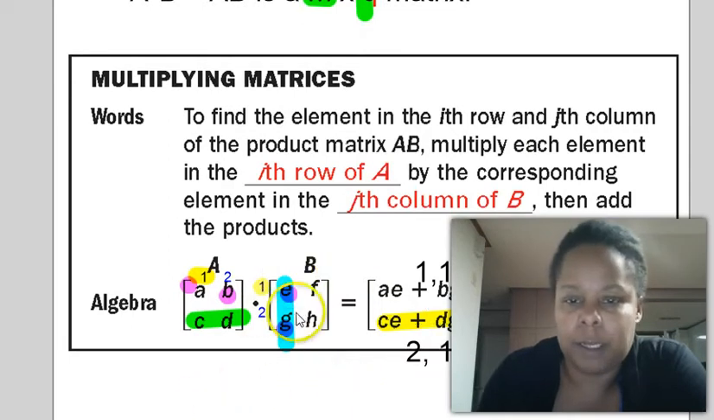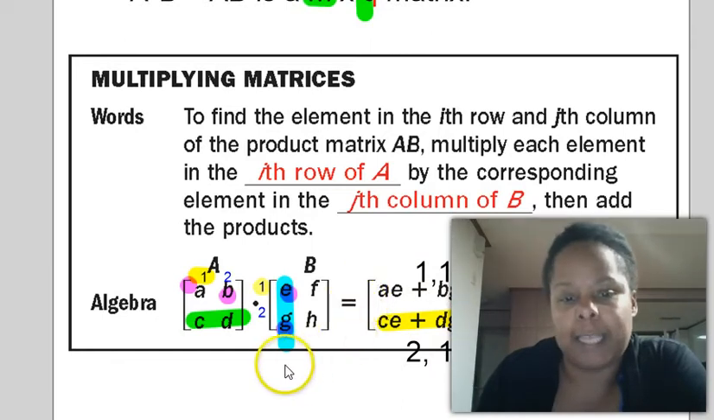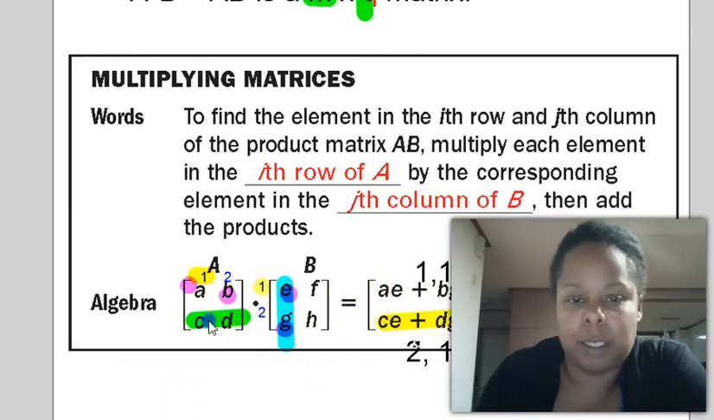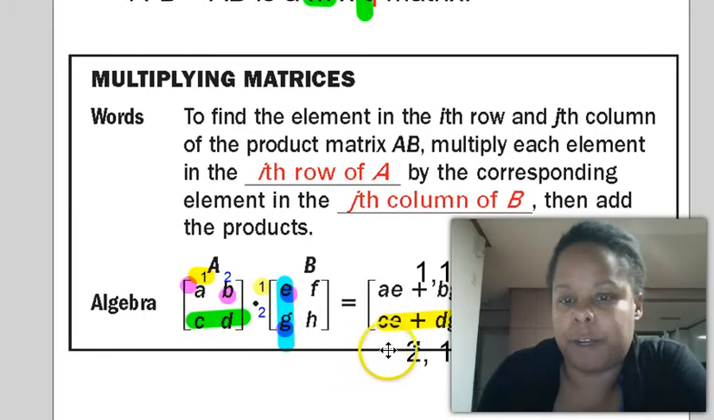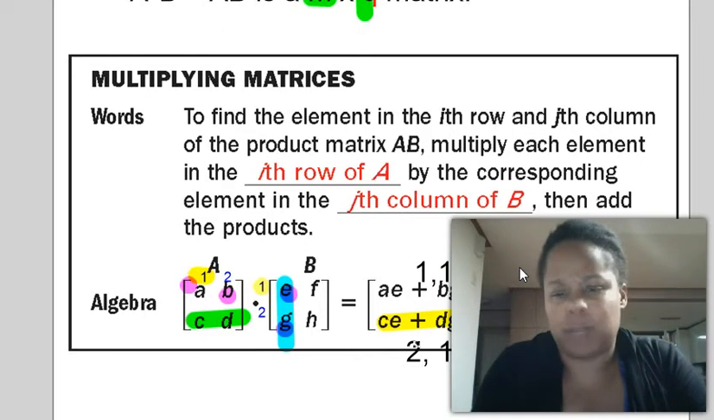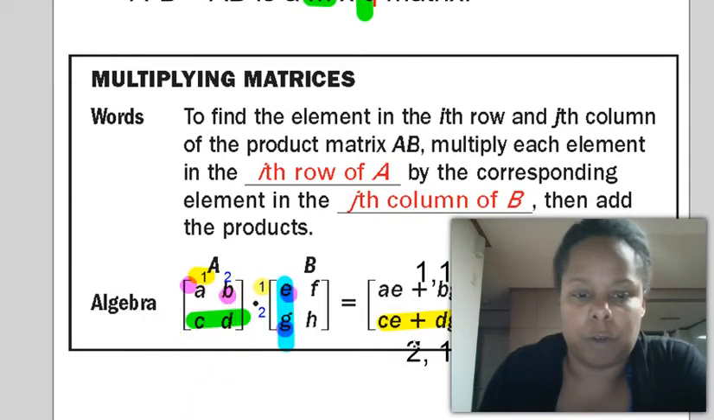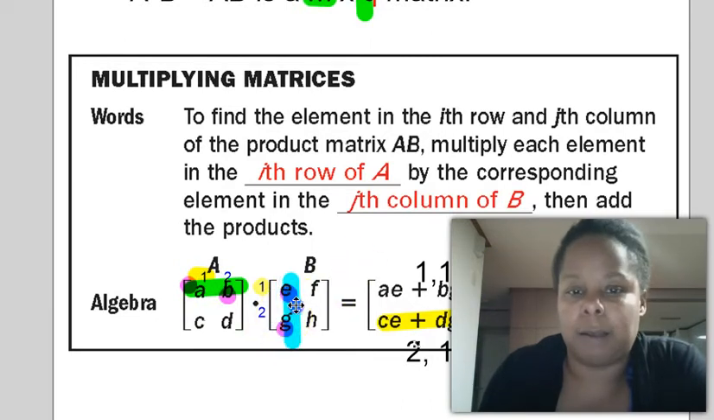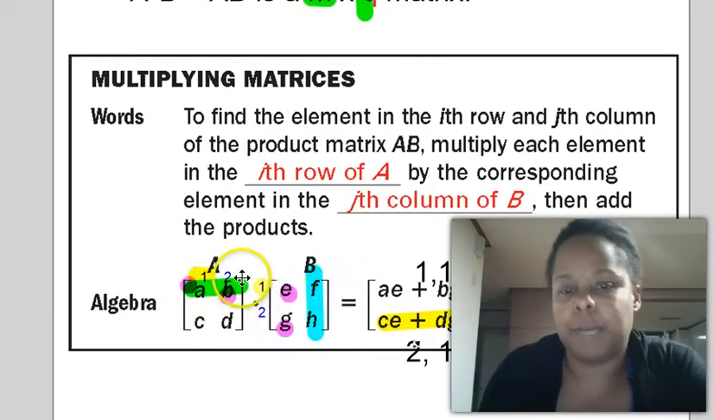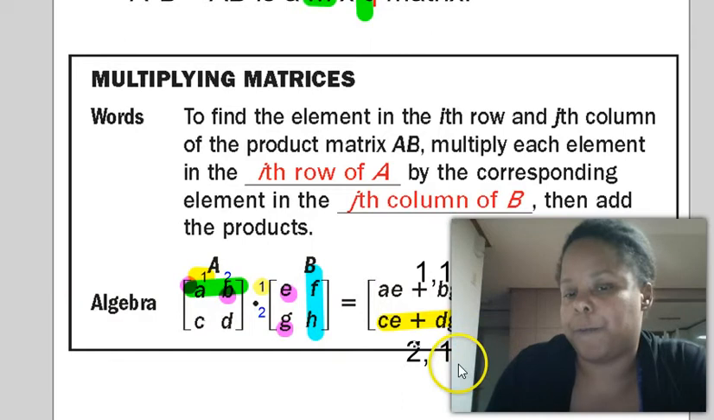So in other words here, first times first, C times E, second times second, D times G. And then I add the 2 together. We do the exact same process for each of the other ones. Over here, this is the first row, sorry, second column. So that must mean I'm going to use the first row and the second column. Then first times first, A times F, and B times H. And that's what I do here.